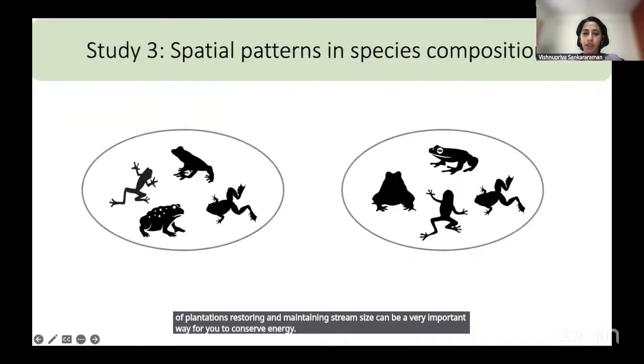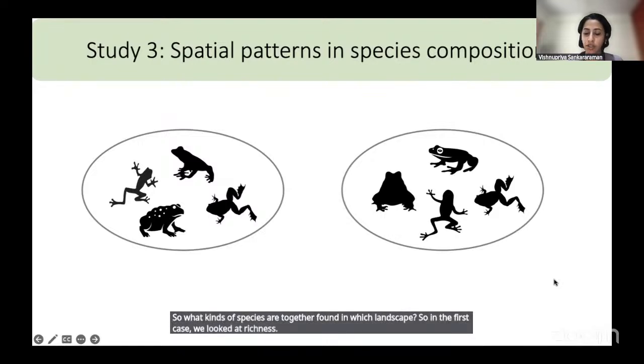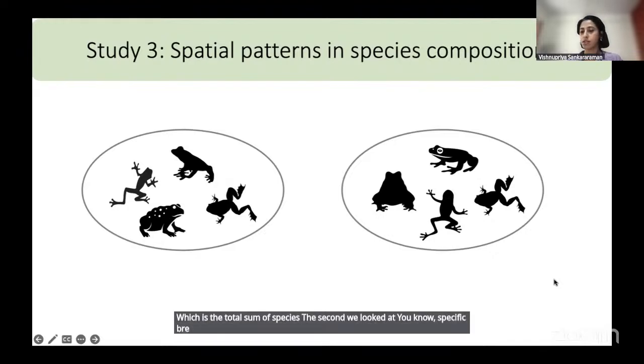And then the last part of this study that I'm going to show you is looking at larger spatial patterns in terms of species composition. So what kinds of species are together found in which landscape? So in the first case, we looked at richness, which is the total sum of species. The second, we looked at specific breeding guilds, habitat guilds, and things like that.